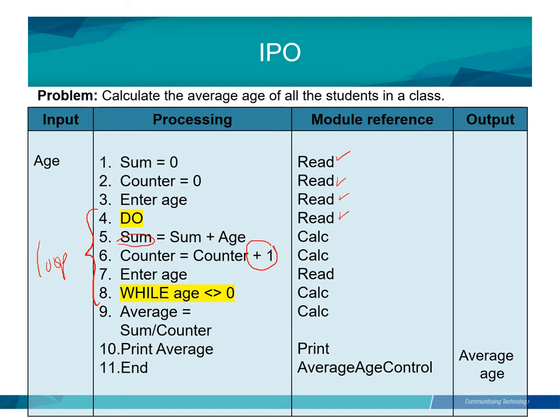Line number 5 and 6 are the calculate module because we have a calculation formula for this part. Line number 8 and line number 9 are also calculate because we have to calculate and check whether the age is not equal to 0. Line number 9 is straightforward, it is a calculation formula.